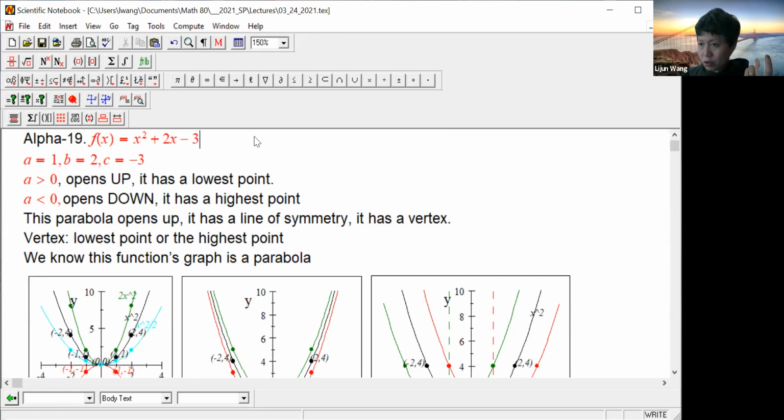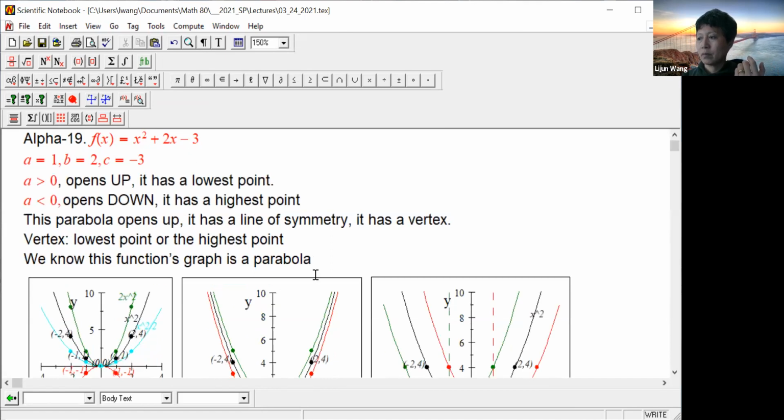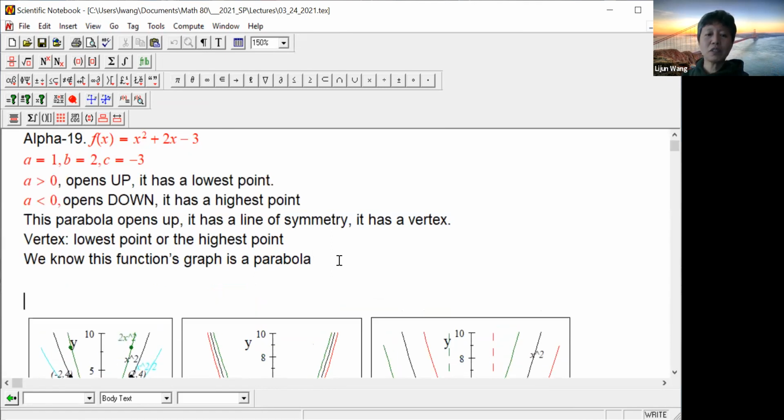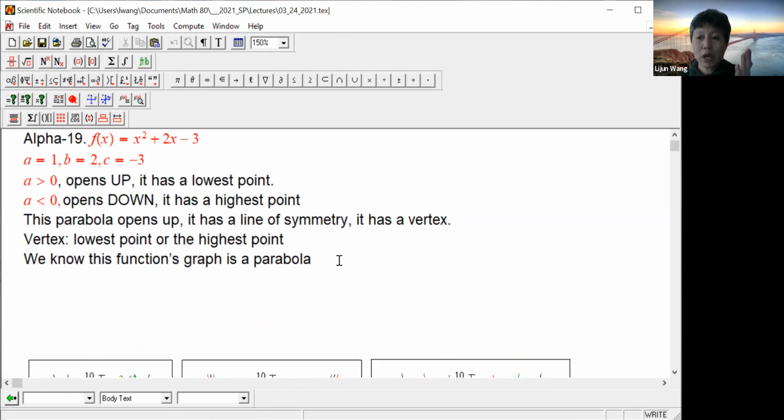So the first question. In this question, in this alpha 19, I actually give you the picture. Gradually, we're not going to be having a picture. We're going to have to work it. But don't worry, we're going to do a little bit at a time. Now, alpha 19, the first question.